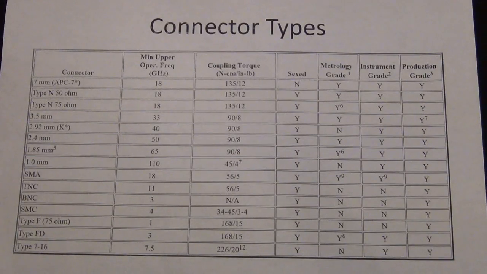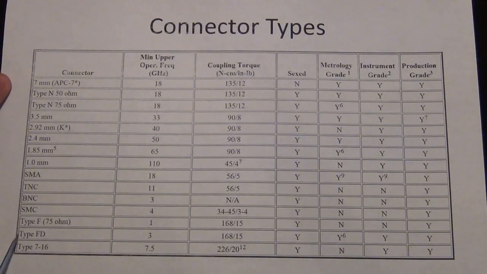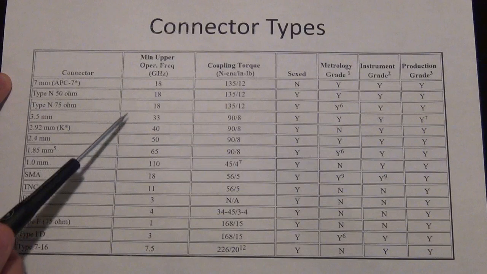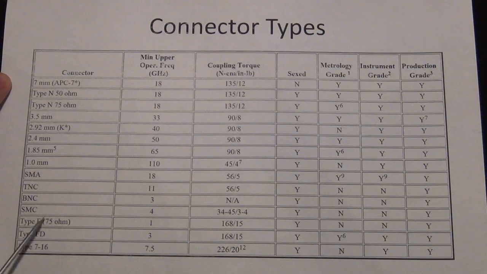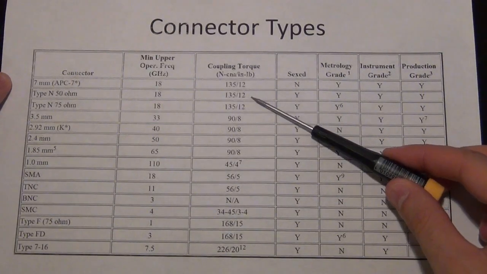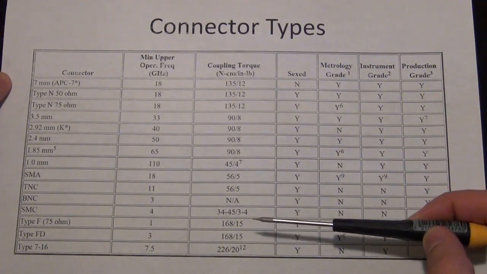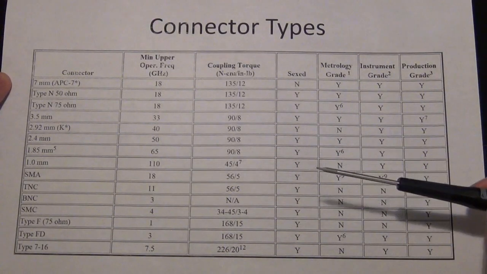So here I have a table showing a whole bunch of different connectors. You can download this document and all the other documents I'm showing throughout this video directly from my website. On the left you can see a whole range of different connector types, and some of the more familiar ones are listed, like BNC and SMA. It also shows you the upper frequency range that is supported by each of these connectors, and I'll explain that later, as well as the coupling torque, which is the torque required to tighten these connectors and attach them together. We'll talk about that as well.